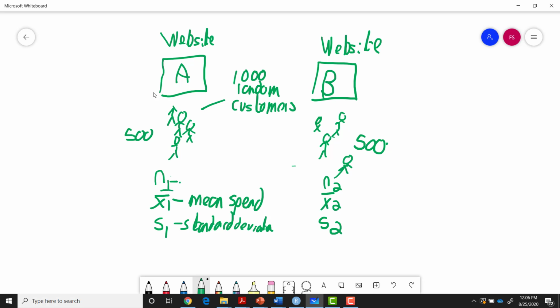Now, we can calculate these, but we want to estimate for the population. So we want to know what's the true difference between mu1 and mu2, the mean spend for each website, because then we can work out, given that, which website to implement, or if one website is a new website, is it worth implementing that website? So that's what we're trying to find out, and these are the things that we're trying to calculate.